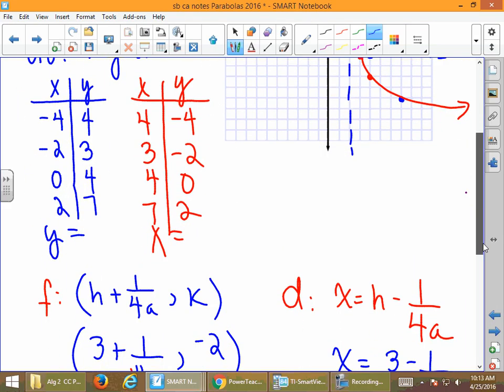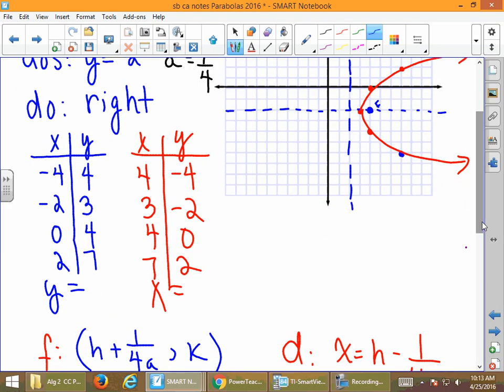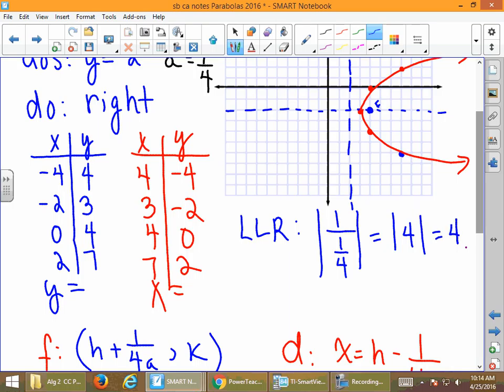And the last part that we need to know is, what's the LLR? Well, the LLR is calculated by the absolute value of 1 divided by A. It's 1 divided by A, which is 1/4. If you need to, type that in your calculator. 1 divided by 1/4. That happens to be 4 when we divide. And what's the absolute value of 4? Well, 4.